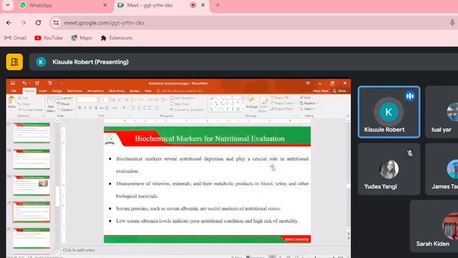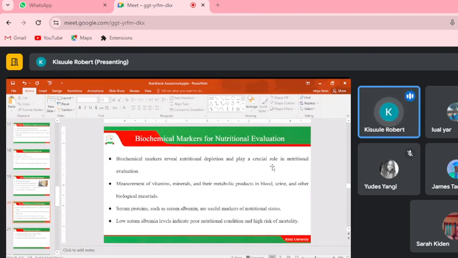All right, then we are going to shift and look at biochemical assessment a little bit. We are looking at biochemical markers which reveal nutritional depletion and play a crucial role in nutrition evaluation, looking at measurements for vitamins, minerals, and other metabolic products in blood. We know what a metabolic product is: what is at the end of that enzymatic reaction that has taken place.